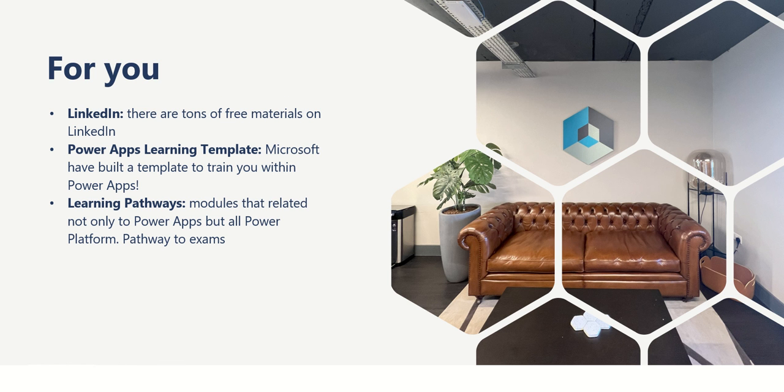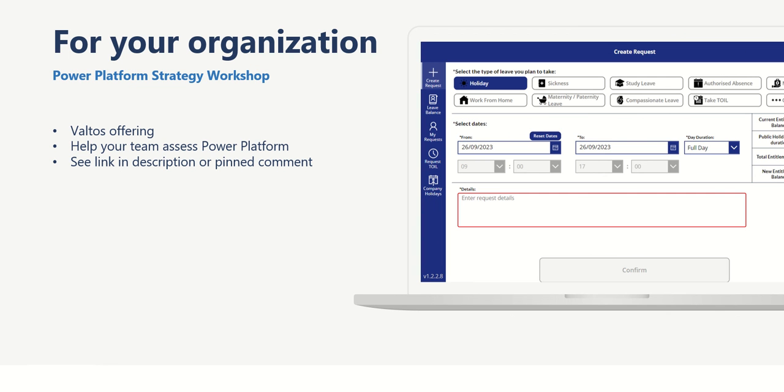But now let's talk a little bit more about your organization. So how can you get more knowledge inside of your team and the wider organization? This is where Valto can help. We provide a Power Platform strategy workshop. Essentially, this will help your team assess Power Platform and all of the key components that it contains so that you're not just learning about building out Power Apps, but you're learning about how to ensure that the overall environment and the data is safe and secure.